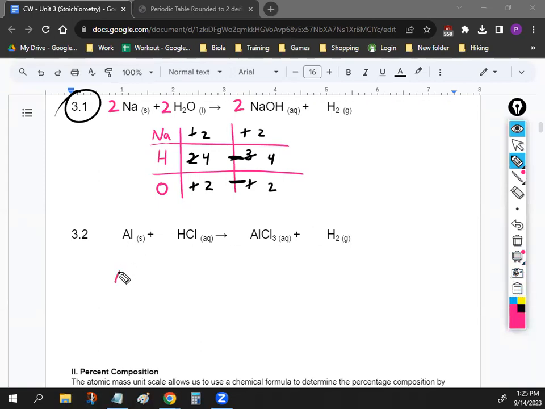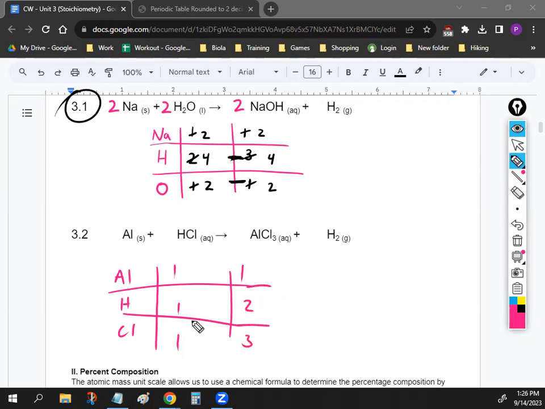All right, so for 3.2, I'm just going to start by counting up the elements. If you take a look at the equation, you got aluminum, hydrogen, and chlorine. Left side, you got 1, 1, 1. Right side, you got 1, 2, and 3. So we're gonna need some more HCl's. And so I'm gonna add an HCl. If I add an HCl, it's gonna get me 2 and 2.